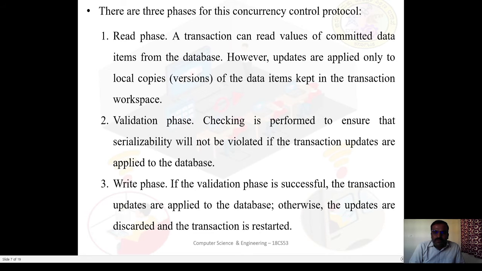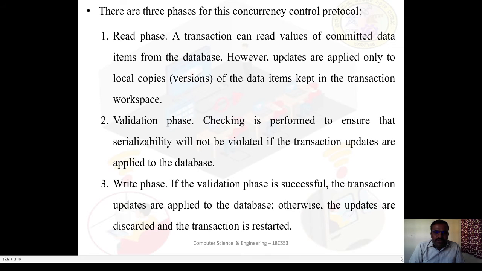Checking is performed to ensure that serializability will not be violated if the transaction updates are applied to the database. In the validation phase, checking is performed to ensure that serializability will not be violated if the transaction updates are applied to the database. And the third phase is the write phase.